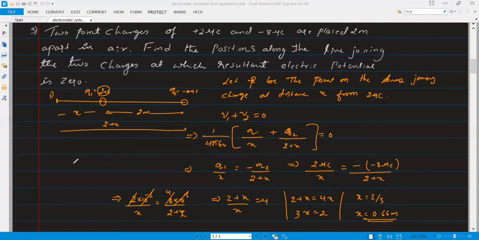So ಇದರ ಮೀನಿಂಗ್ ಏನು ಅಂತ ಹೇಳಿದ್ರೆ, at a distance of 0.66 meter from 2 microcoulomb charge, V is once again equal to 0, but this point lies outside, ಅಂದ್ರೆ ಎರಡು ಚಾರ್ಜ್ ಇಂದ ಬಿಟ್ಟು ದೂರ ಹೊರಗಡೆ ಇದೆ. So this is how to solve this problem.